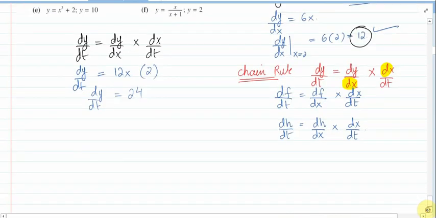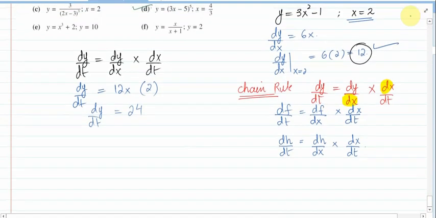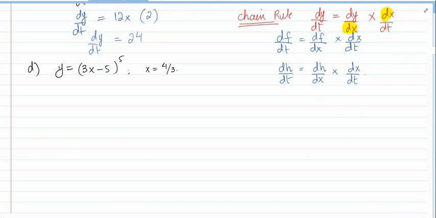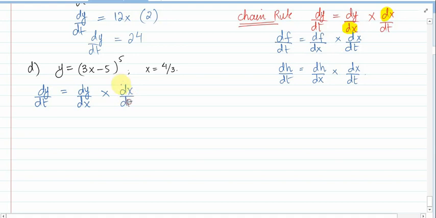Now listen to me carefully for part B. The question is y equals (3x minus 5) to the power 5 and the value of x is 4 divided by 3. Alright, we know that the unknown that we need to find out is dy upon dt. With respect to the chain rule, it equals dy upon dx times dx upon dt. That value is given in the question, and that is 2.